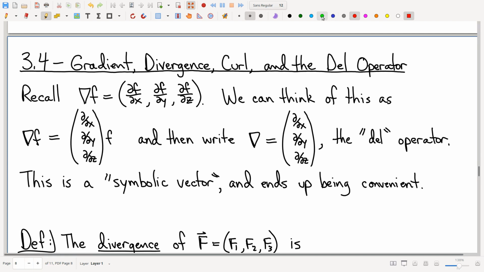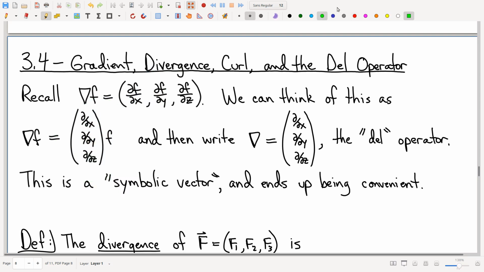Y'all remember the gradient, of course. Here's a weird way to write it. It seems strange to factor out the f, right? But if you were to try to make sense out of this thing, wouldn't it stand to reason that you would take the x partial of f, and then the y partial of f, and then likewise the z partial? So this is a reasonable alternative notation.